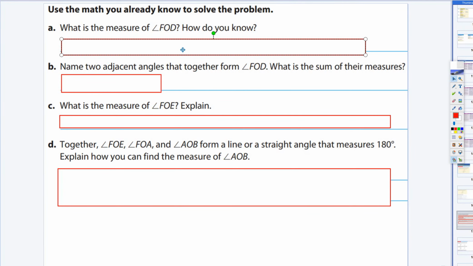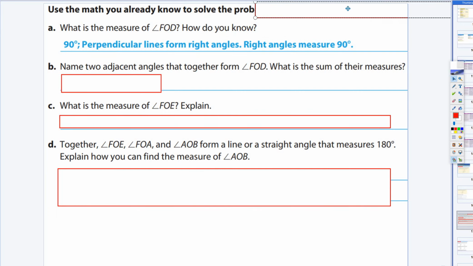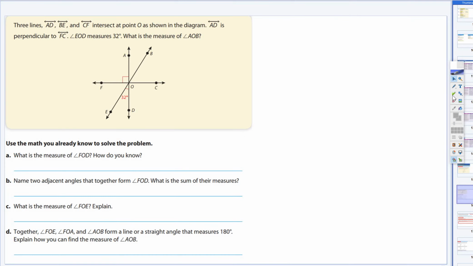Question A. What is the measure of angle FOD and how do you know? Well, if you got 90 degrees, you're correct. Perpendicular lines form right angles, and right angles measure 90 degrees. Let's look at that. They tell us the line AD is perpendicular to line FC. That means they create 90-degree angles. What is the measurement of angle FOD?